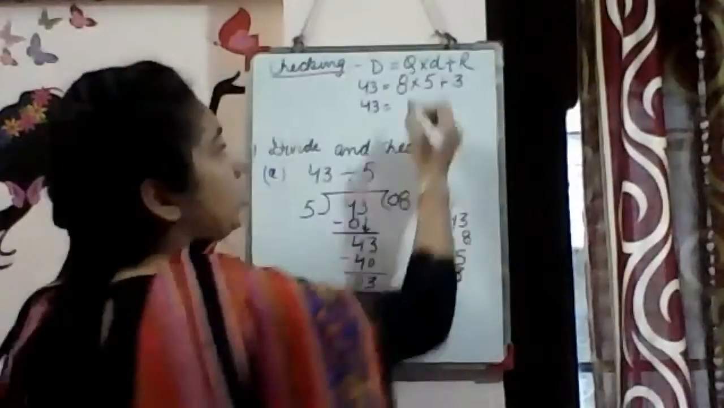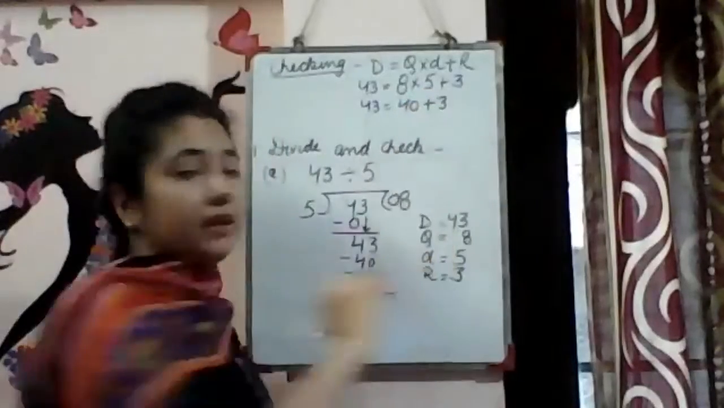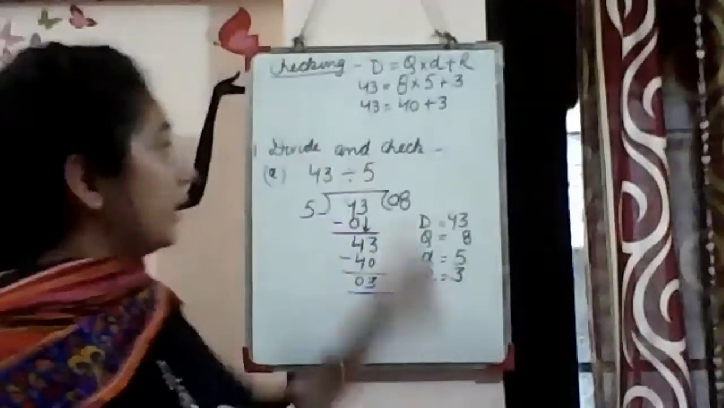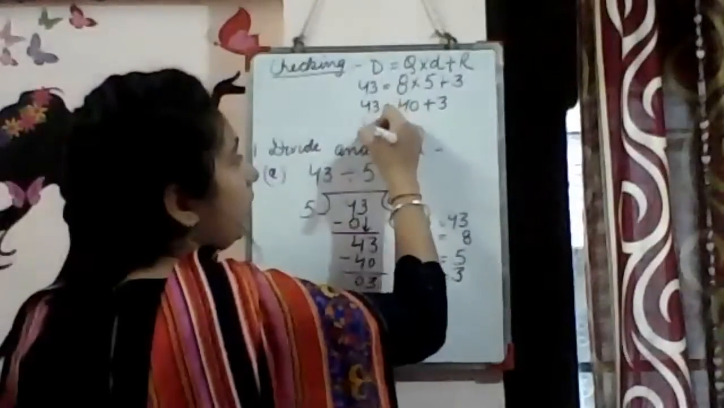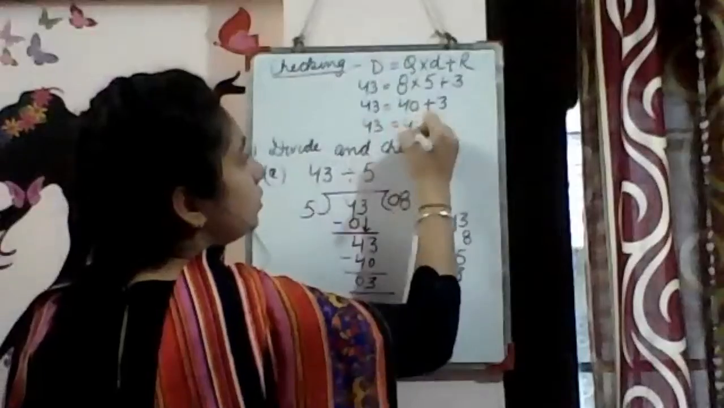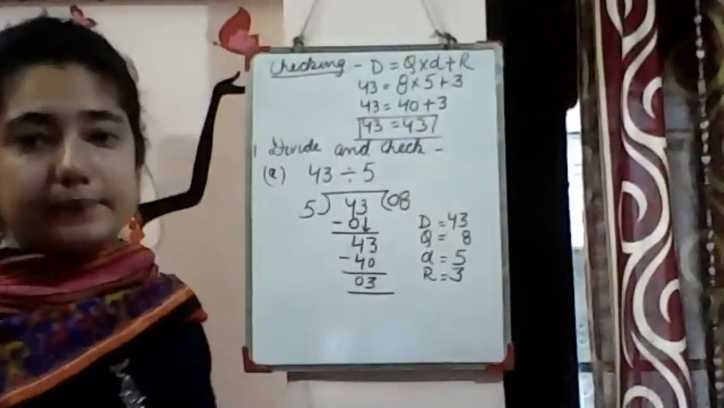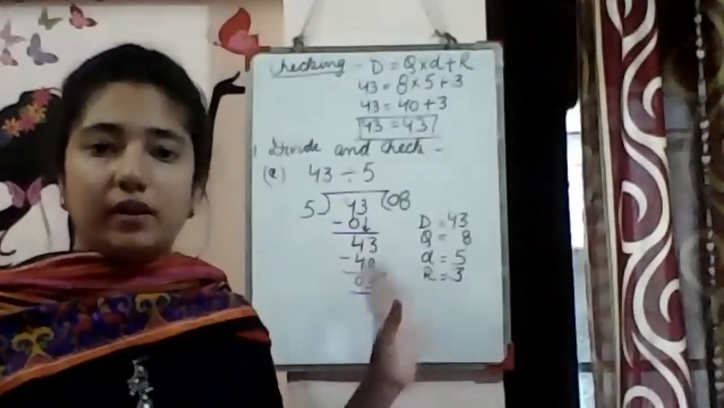Yes, multiply. So 8 5s are 40 and we will do 40 plus 3. Firstly, we will do multiplication. 8 5s are 40 and then 40 plus 3 is 43. And 43 is equals to 43. See what we have got. 43 is equals to 43 and this is all what we need.